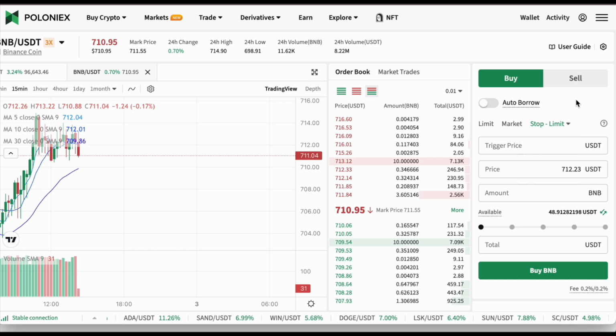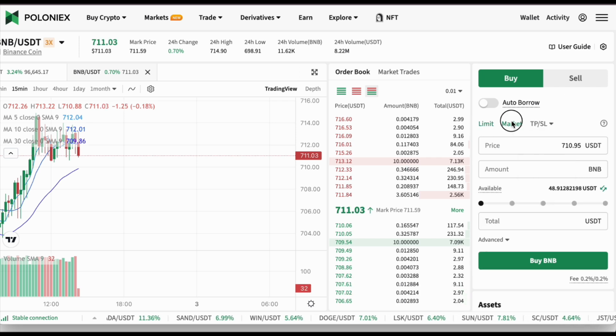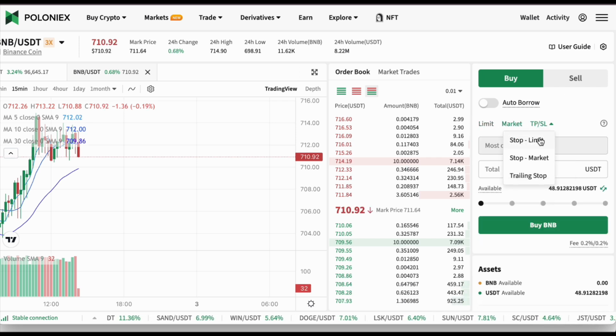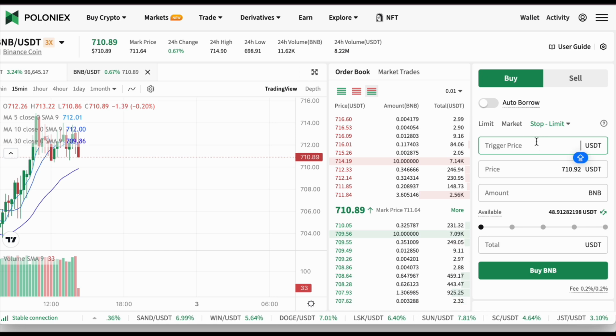You come here, under your take profit and stop loss, to stop limits, and then you put your price as 717. This should be your trigger price.